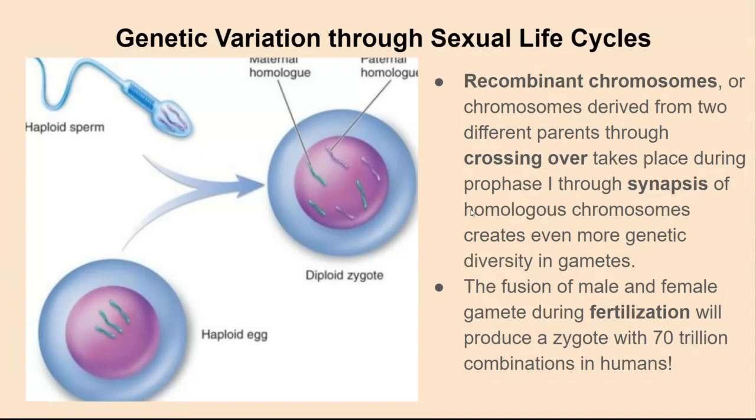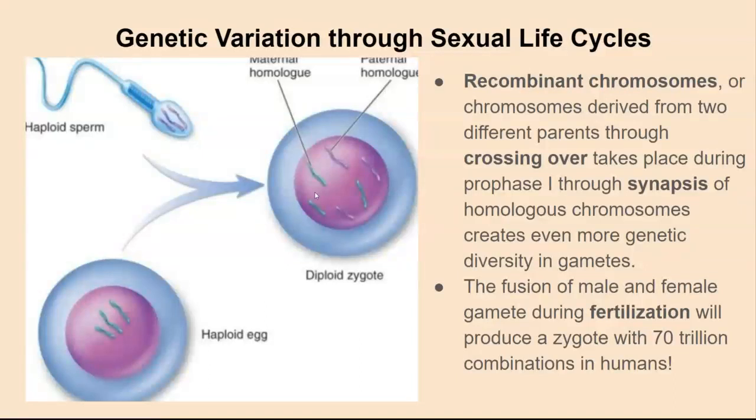That process is called fertilization, and that is when we have a haploid ovum or egg combined with a haploid sperm. Both of these are gametes that have half the number of chromosomes needed. So they each have 23 chromosomes. When they combine, it creates a diploid zygote with 46 chromosomes.